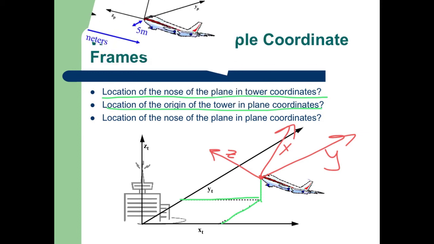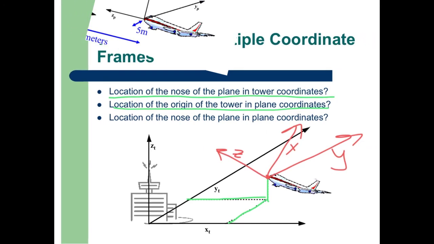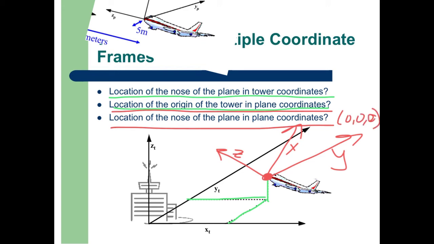But you can understand that we could still figure out the location of the origin of the tower in plane coordinates, and the location of the nose of the plane in plane coordinates. Well, the nose of the plane is still at the origin of the plane coordinate system. So no matter what angle the plane is at, the nose is always going to be at 0, 0, 0. So that's a super easy one.